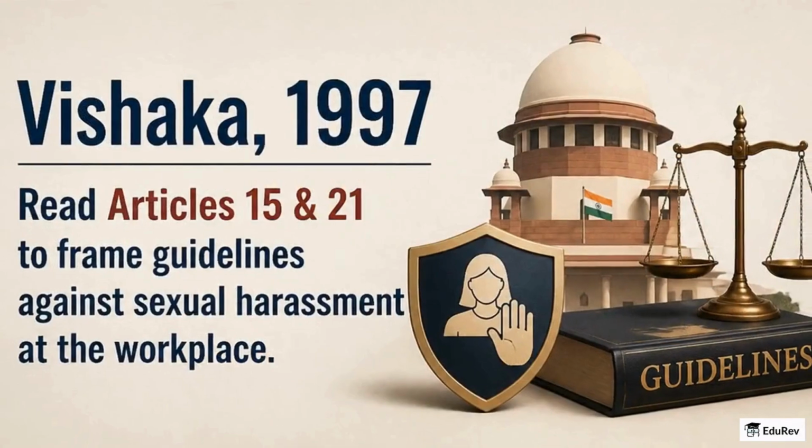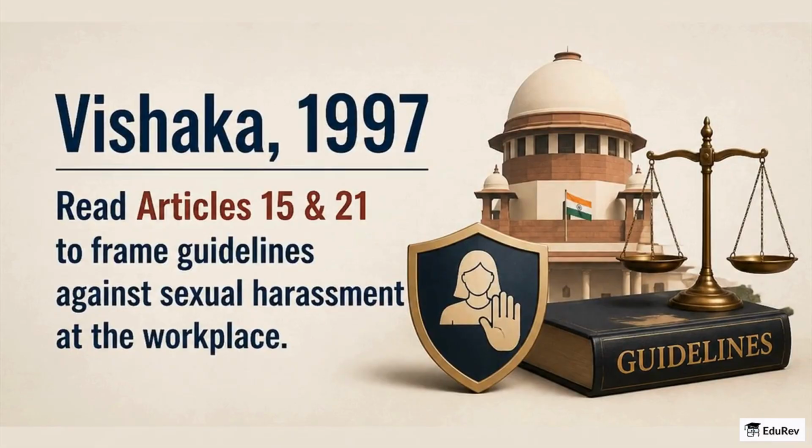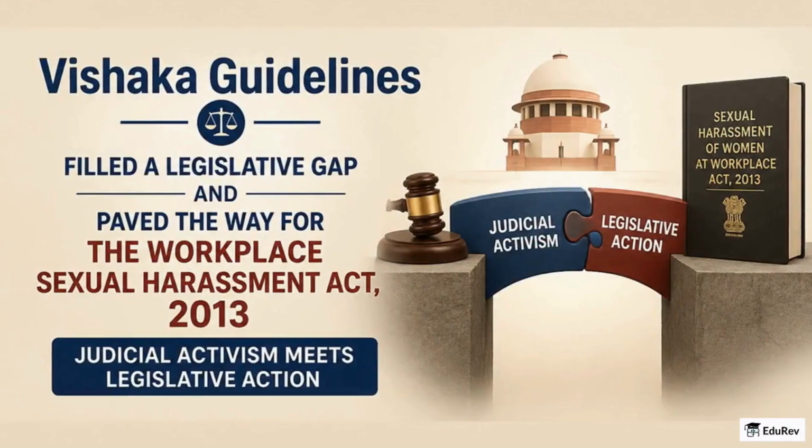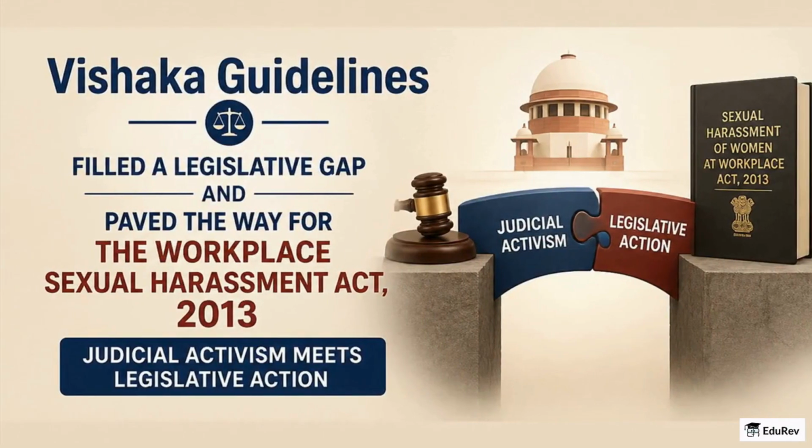Vishaka, 1997. The court read Articles 15 and 21 to frame guidelines preventing sexual harassment at the workplace until Parliament legislated on the issue. The Vishaka guidelines filled a legislative gap and later paved the way for the Sexual Harassment of Women at Workplace Act 2013, a classic example of judicial activism meeting legislative action.